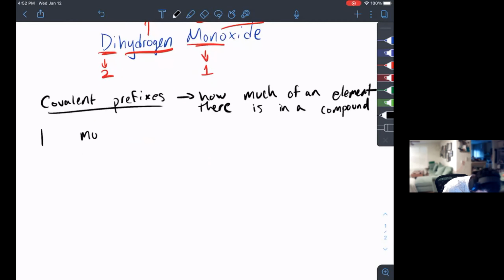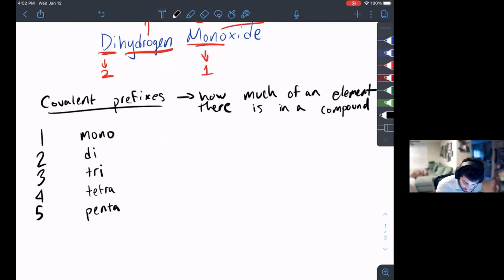One is represented by mono. Two is represented by di. Three is represented by tri. Four is represented by tetra. If you remember one of our older videos about molecular geometry, tetrahedral has 4 bonds. Tetra comes from the same place. 5 is penta. You might have heard of the pentagon, or both the building and the shape, penta meaning 5 sides. 6 is hexa, like a hexagon.